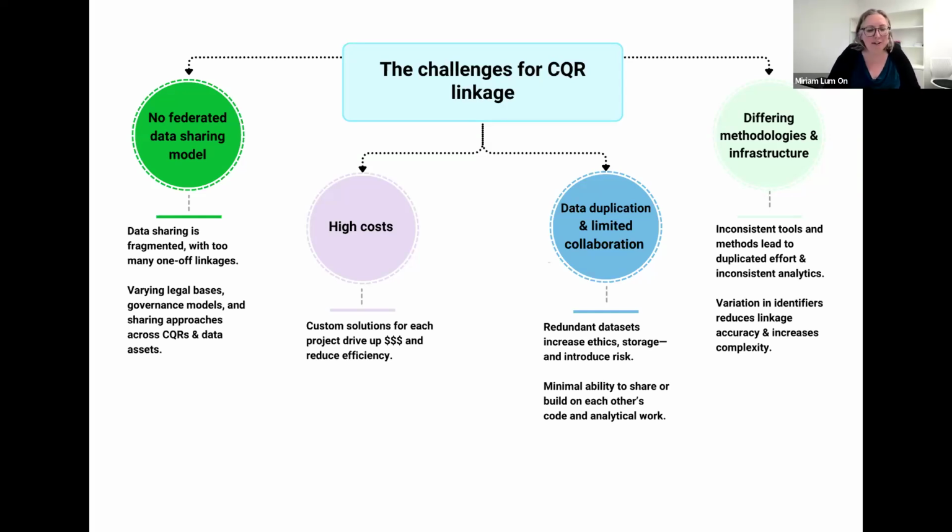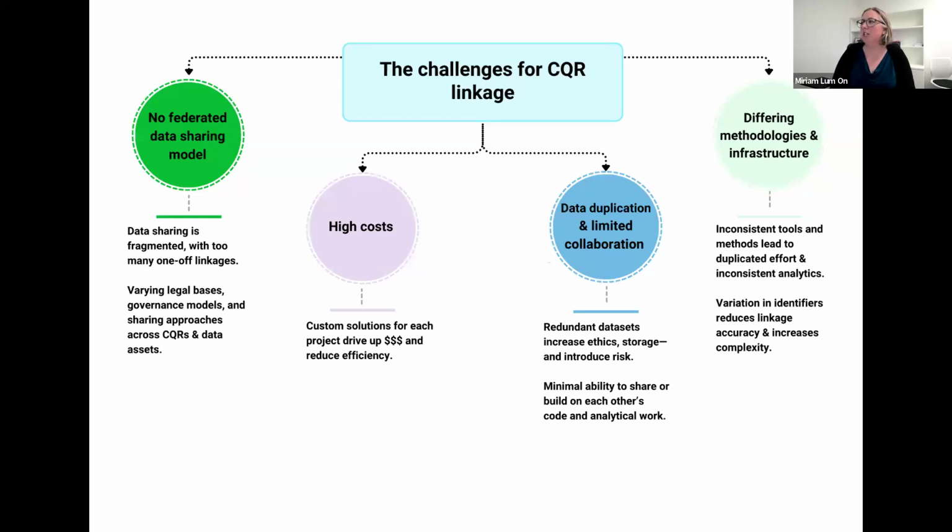While it's not technical, efficiency drives a lowering in the resources required. And so this bespoke situation that has been the case up to recently means that custom solutions drive up those costs for clinical quality registers to participate in linkage. The third challenge is around data duplication and that limitation around collaboration. So we end up with a lot of redundant data sets being created. That increases the burden of ethics processes, storage, and it just increases our risk.